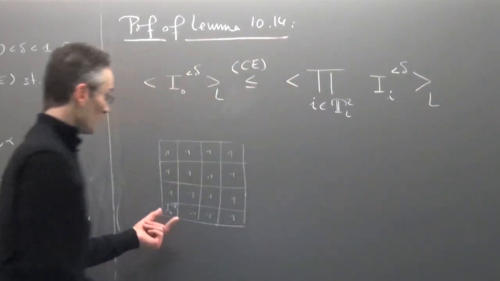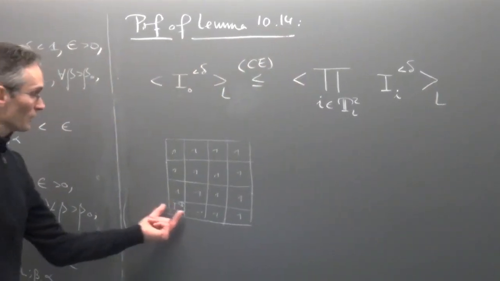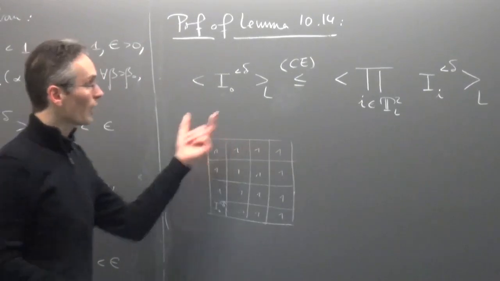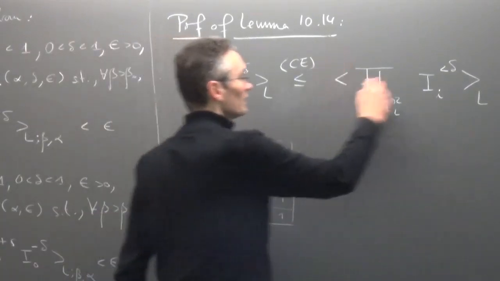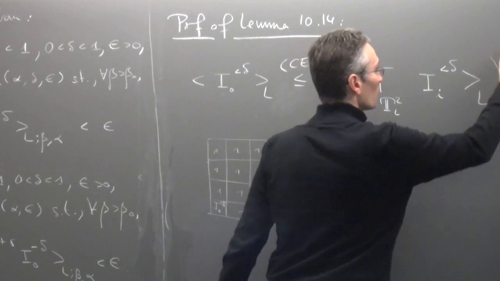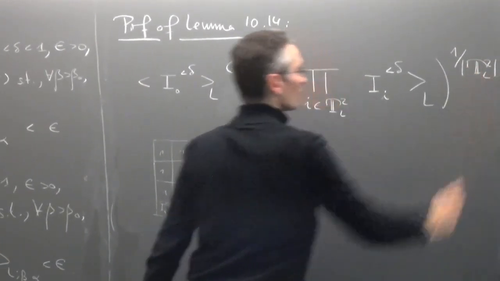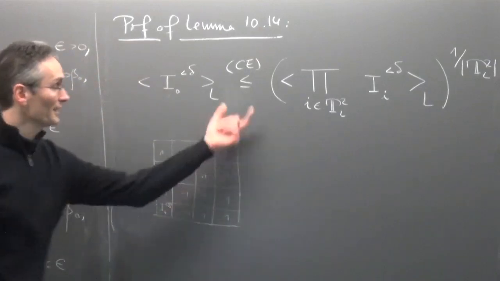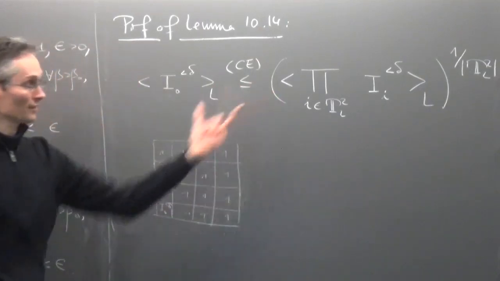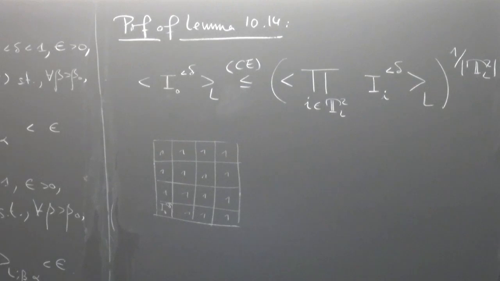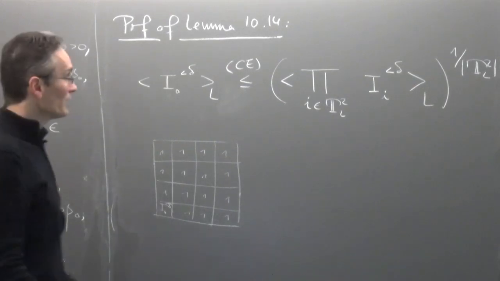Then don't forget that when we apply the chessboard estimate, we get 1 over the size of the torus. So I get this to the power 1 over T2. And all other products that I get here are just equal to 1. So that's the only thing that remains. So that's the chessboard estimate in our case. So what have I done?